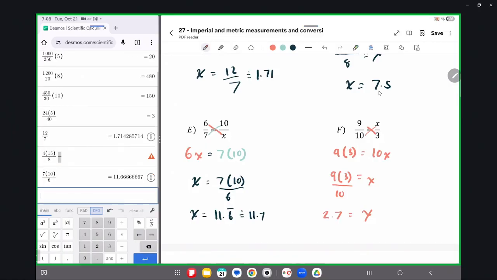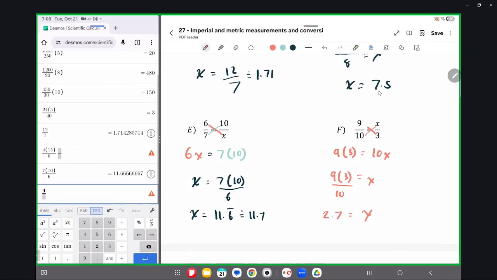Try not to be a hero for these things. Feel free to just use a calculator for these. It certainly makes it a lot easier. And so yeah, we do get 2.7, and that's going to be our solution here. Okay, let's continue on.